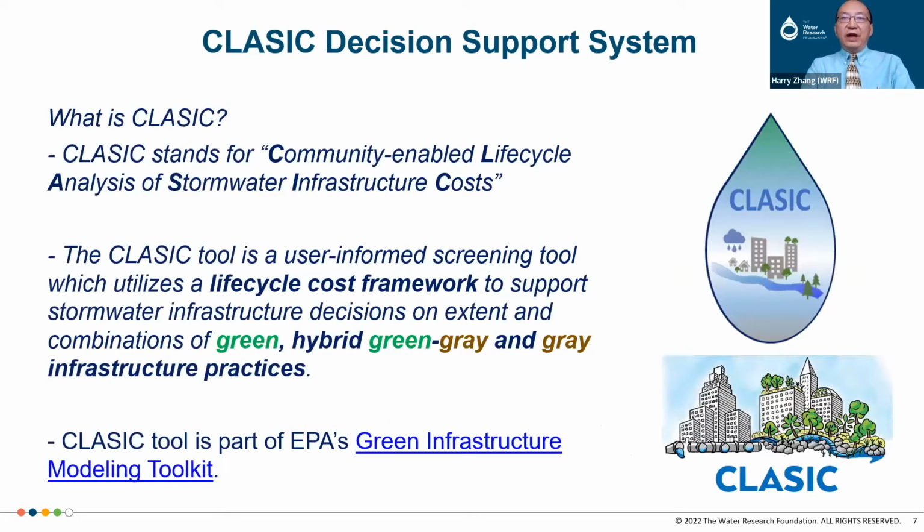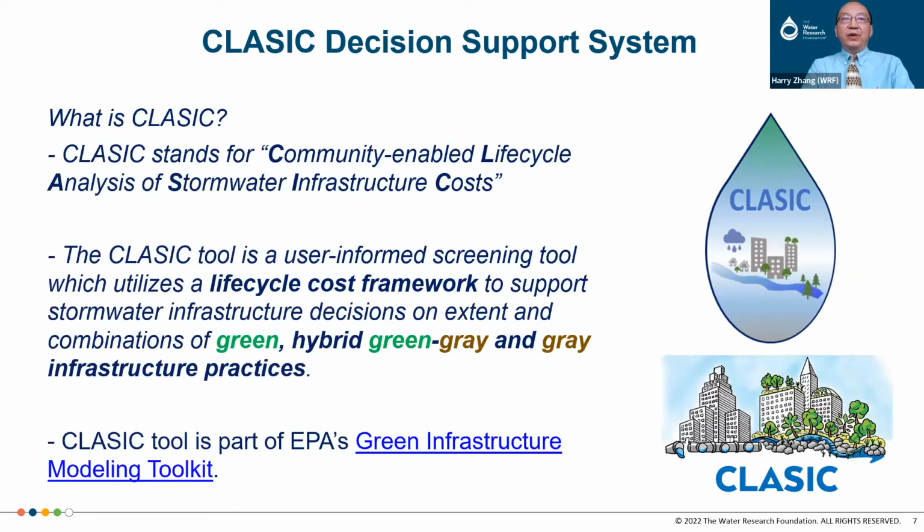So let's start with this acronym, CLASIC. You might wonder what CLASIC is. CLASIC is a decision support tool. So what does CLASIC stand for? CLASIC stands for Community-enabled Life cycle Analysis of Stormwater Infrastructure Costs.